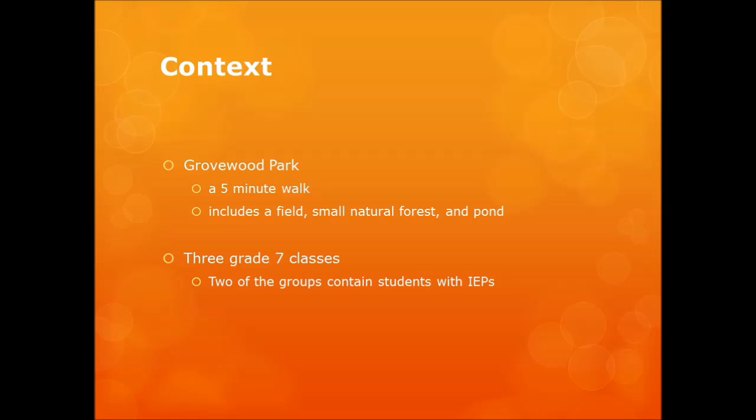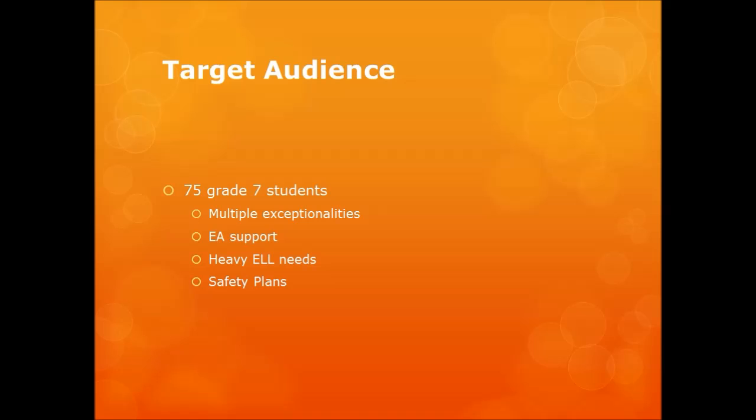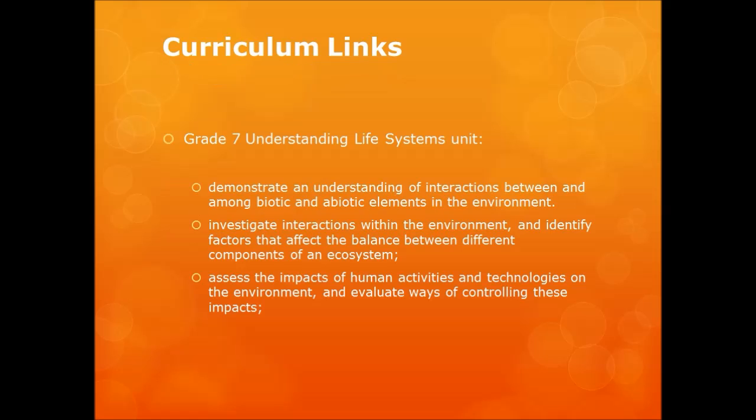We also have 3 grade 7 classes. 2 of the groups contain students with IEPs, while the last one has our students that have an ELL round. The target audience are our 75 grade 7 students. Within this group, we've got multiple exceptionalities. There is EA support for some of it. We also have heavy ELL needs, and those students that don't fit into these categories, some of them also have safety plans, which within our board means that there are behavioral issues that we need to consider because they could be a danger to themselves or others.